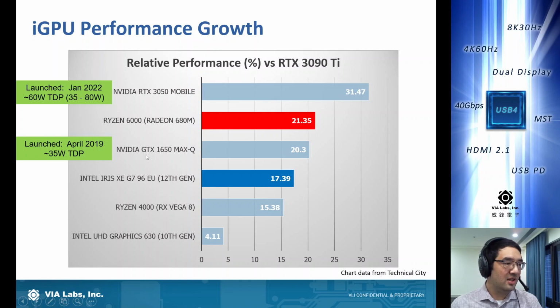Something interesting is that both of these are maybe 25 watt, 35 watt processors. And if we compare, we are getting comparable performance to a dedicated GPU that was launched just a few years ago. For example, the NVIDIA GTX 1650 Max-Q is roughly a 35 watt TDP. So we're getting roughly this level of performance out of integrated graphics, and that's really amazing.